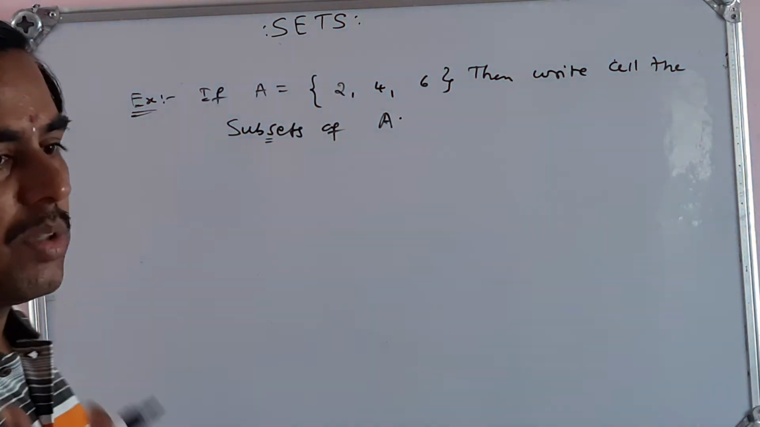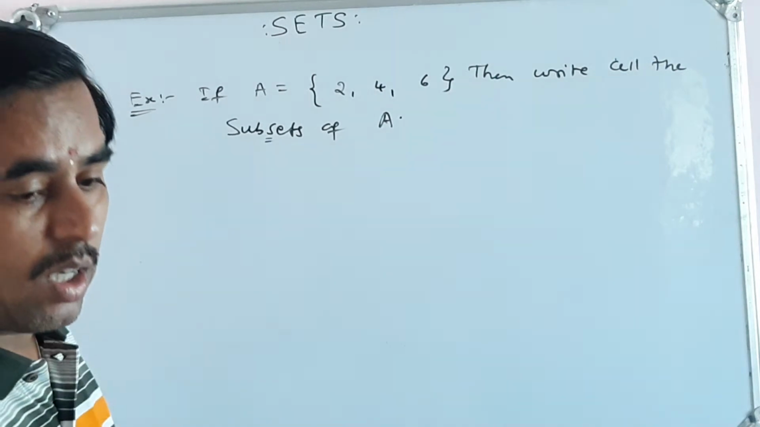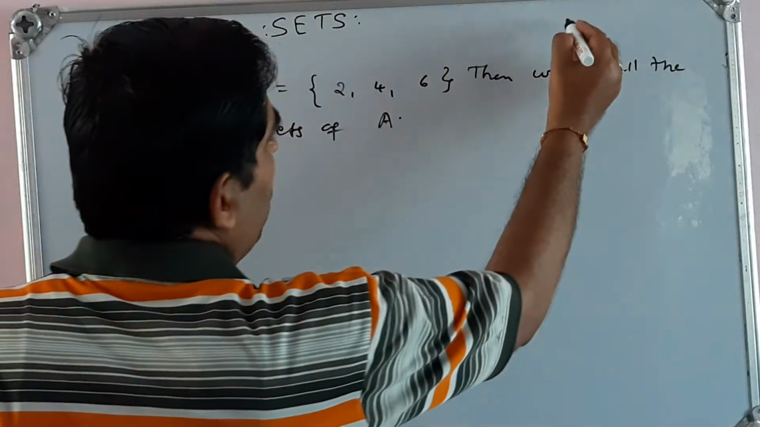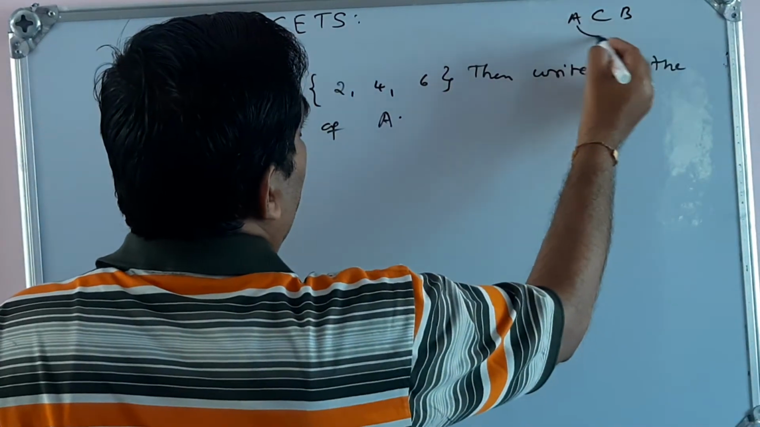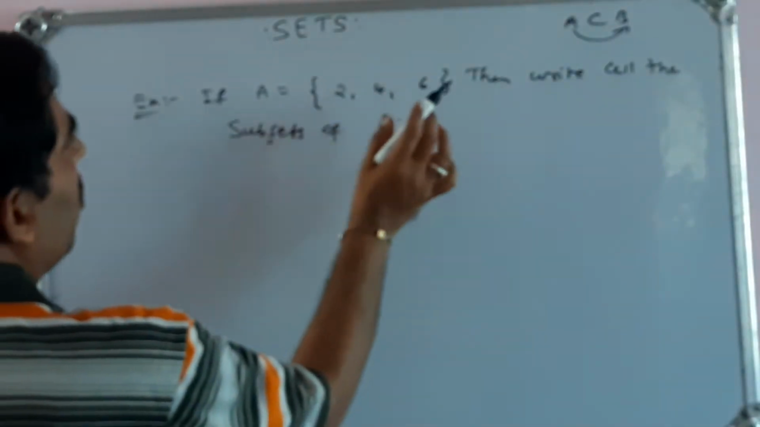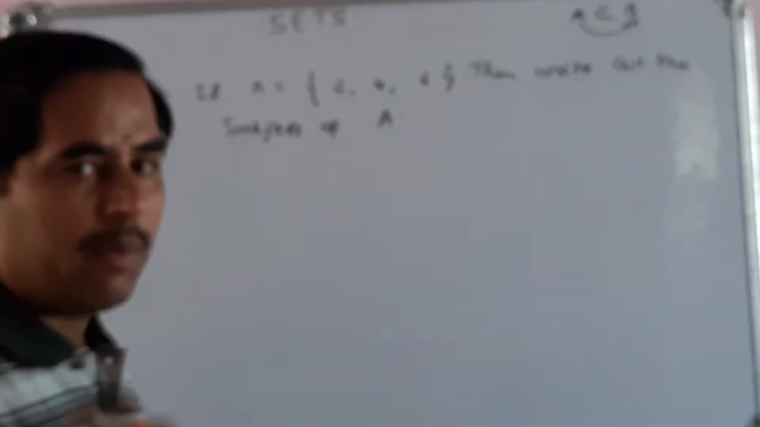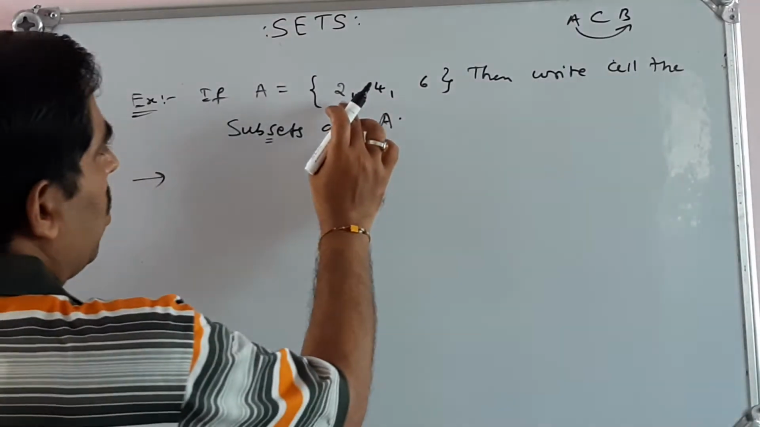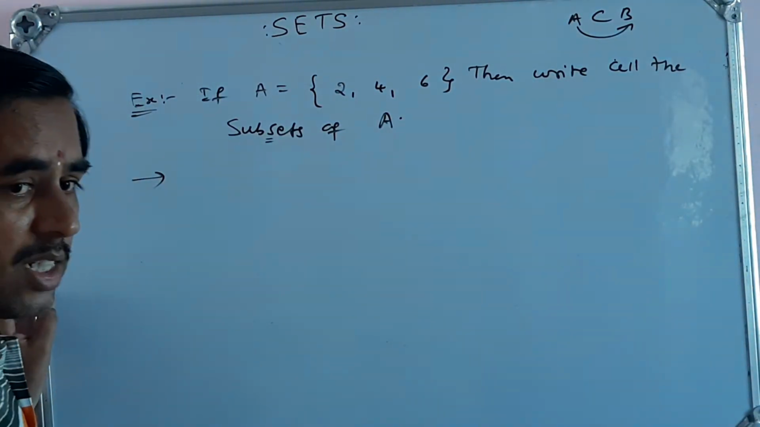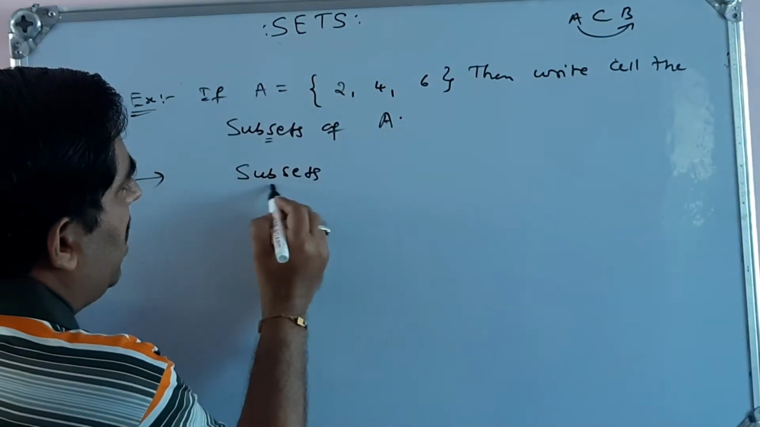So subset means all the elements of the given set will be present in another set, then that set is called a subset. So we write it as A is a subset of B, where all the elements are contained in set B. Okay, so if A is equal to 2, 4, 6, then write all the subsets of the given set. See, the given set is a finite set, of course. So 2, 4, 6, let us write the subsets of A.